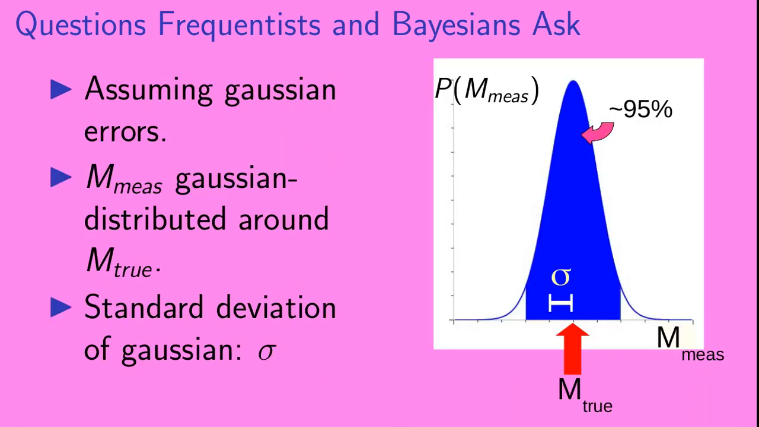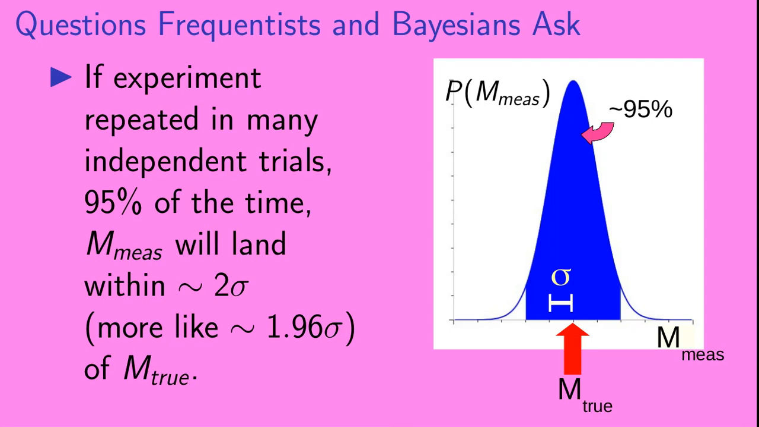Okay, we said we're assuming Gaussian errors. This means that the measured mass, m measured, will be Gaussian distributed around the true mass, m true. This Gaussian will have a standard deviation of sigma. If the experiment were repeated in many independent trials, 95% of the time, m measured would land within about 2 sigma, actually more like 1.96 sigma, of m true.